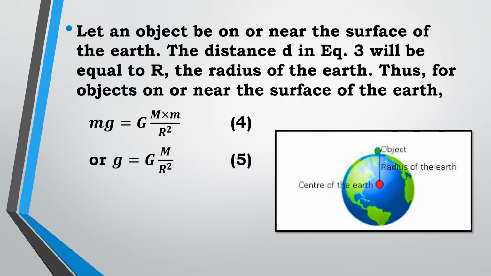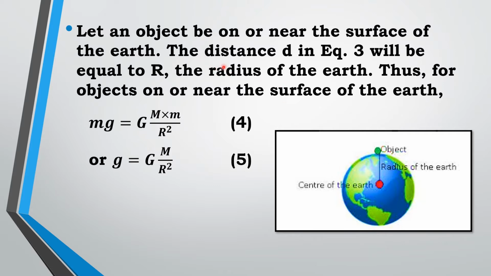Now let's assume there is an object on or near the surface of the earth. So how will we calculate the acceleration due to gravity for it? We will change nothing but the distance: instead of small r or small d, we will take capital R. Here R is the radius of the earth and the distance between that object and the center of the earth.